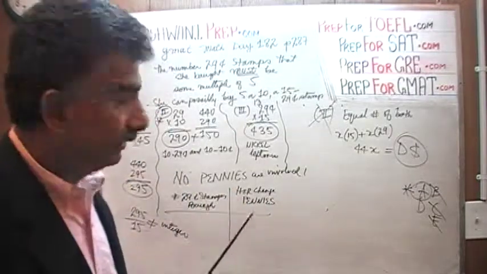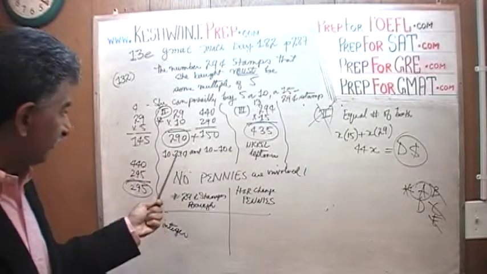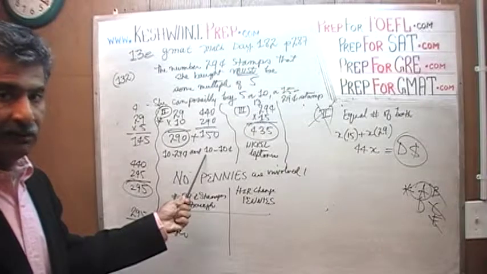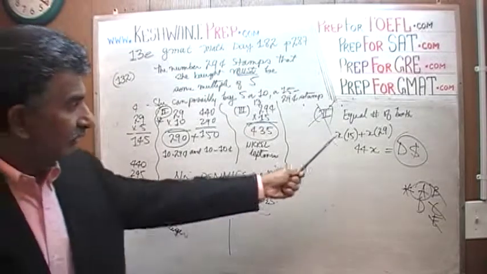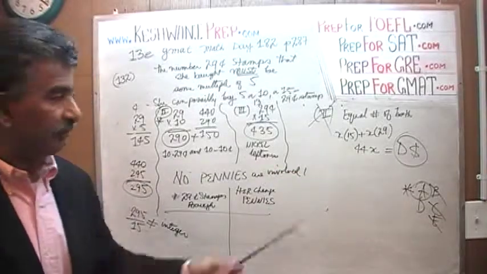As you can see right here, based on the work that we did in the first statement, we established that she bought 10 29-cent stamps and 10 15-cent stamps, which is precisely what the second statement tells us. Except in the second statement, there is no mention of the amount of money that is spent, which is why it doesn't do anything.